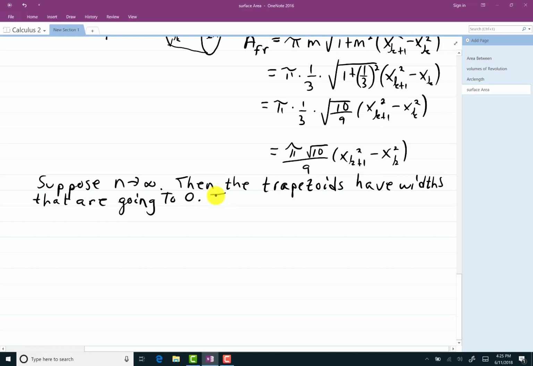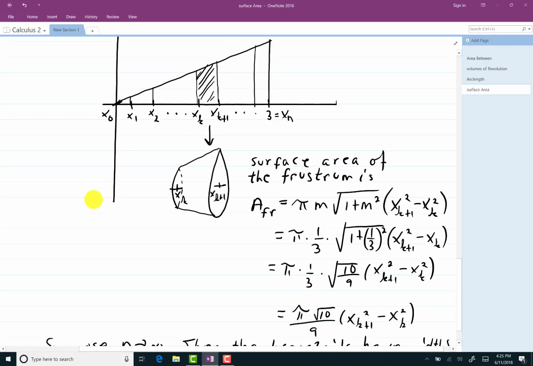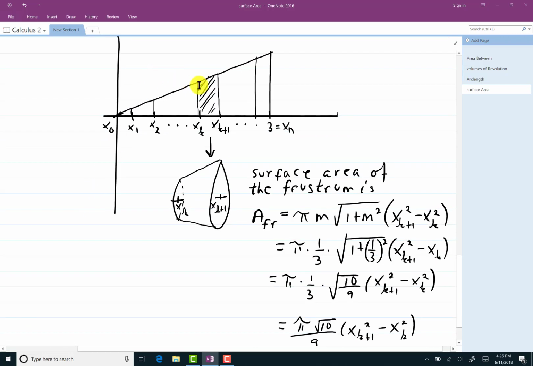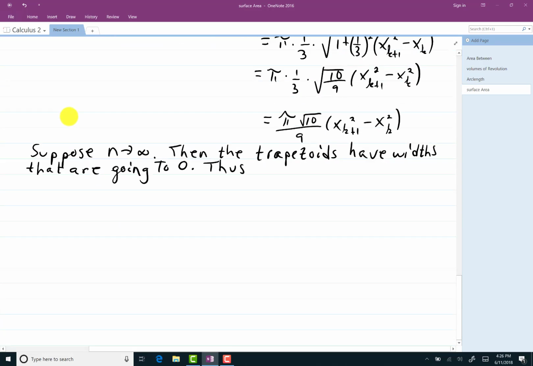Thus, I want you to think about something now. If this is super thin, then x sub k is approximately x sub k plus 1. They're approximately equal to each other. And then the area of the frustum is going to be approximately pi radical 10 over 9.